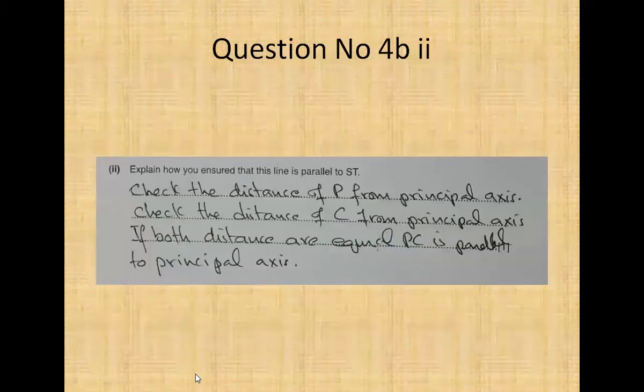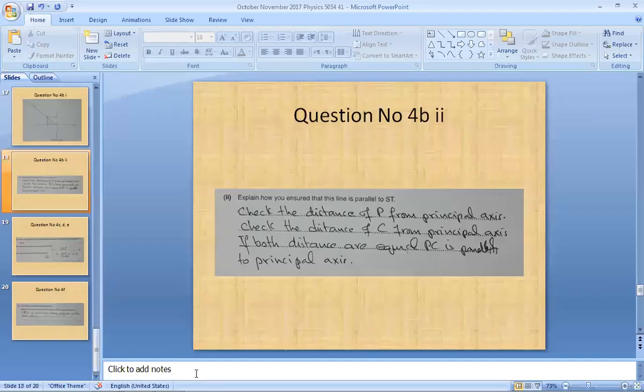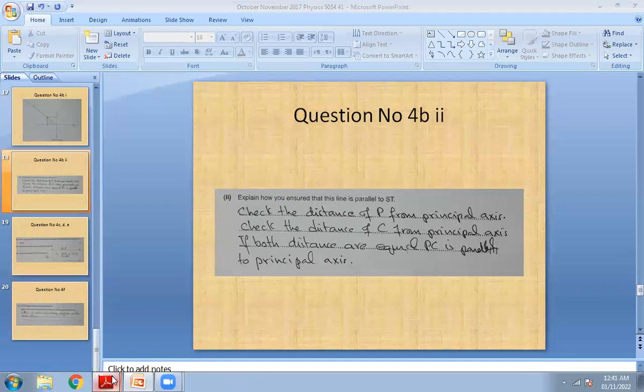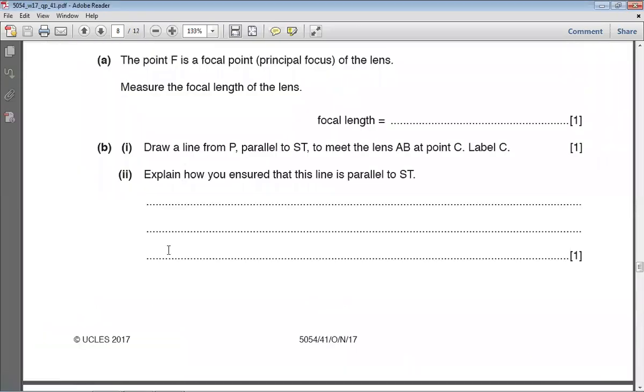So let me show you my answer. Check the distance of the P from the principal axis. Check the distance of C from the principal axis. If both distances are equal, PC is parallel to the principal axis. Okay, so here we go.